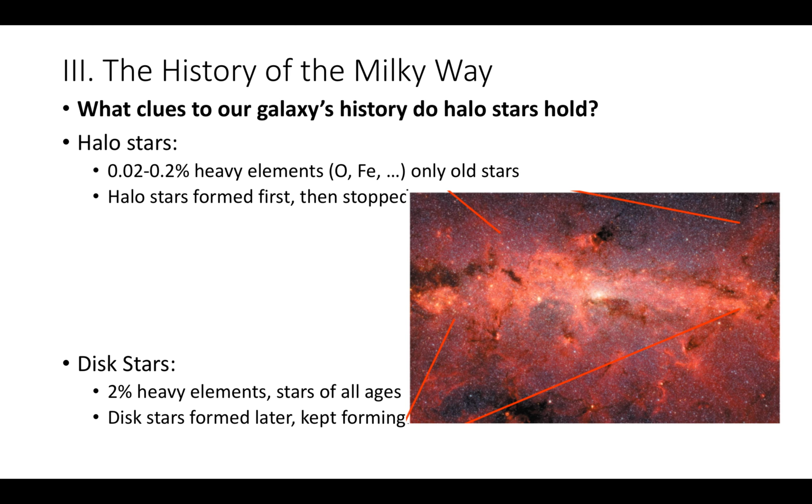Now, the history of our galaxy, the Milky Way: some clues are found in the halo stars. A lot of times with our halo stars, we find very, very old stars that have few heavy elements. So that means that halo stars formed first and then stopped, whereas stars in the disk tend to be younger. We do see some heavier elements, stars of all ages. Disk stars formed later, and they just continue to keep forming. So, yeah, I think that's all I want to say there.